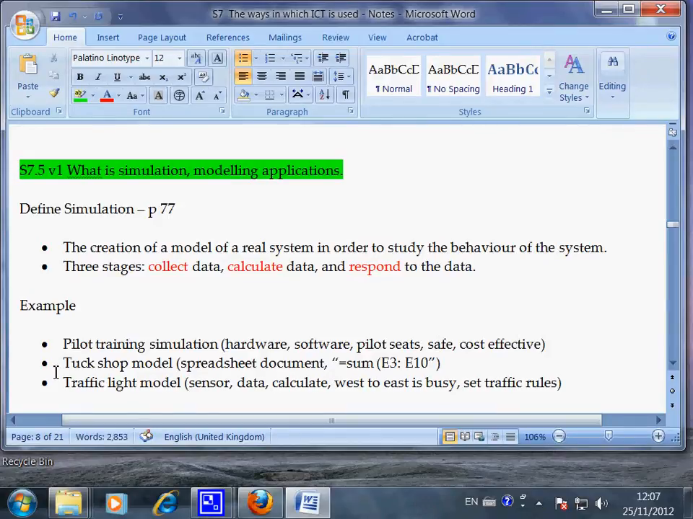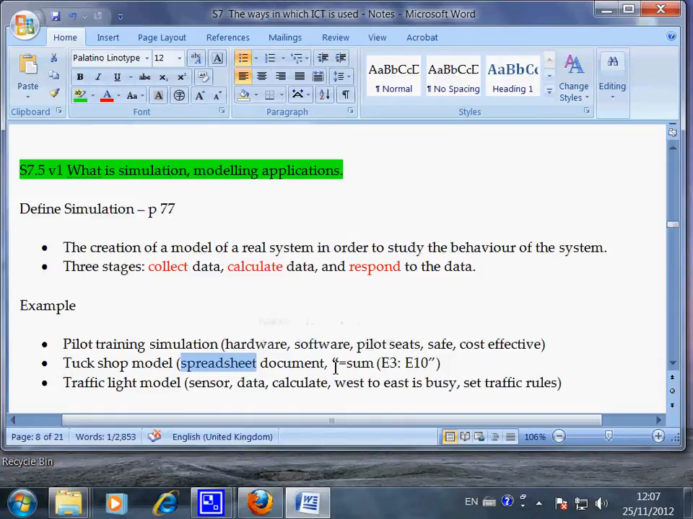And the next example is the tuck shop model. This is a very humble and basic one. When you run a tuck shop or a little corner shop, you use a computer spreadsheet, Microsoft Excel, to keep track of the incoming and outgoing of goods and money. That is a model, and that is a simulation.